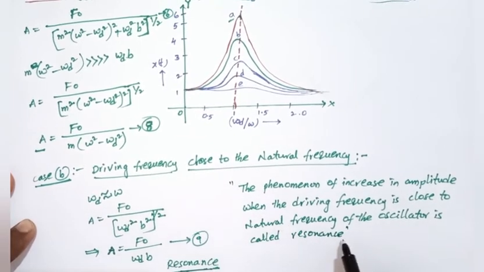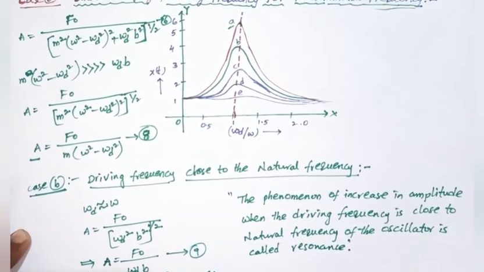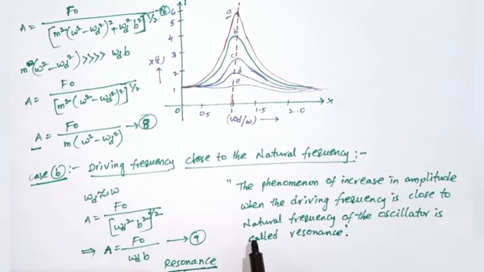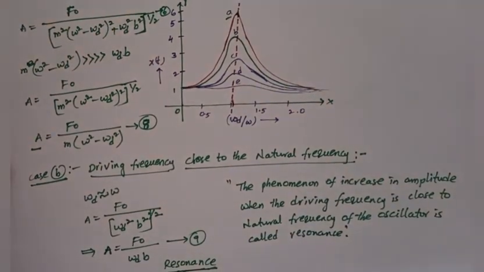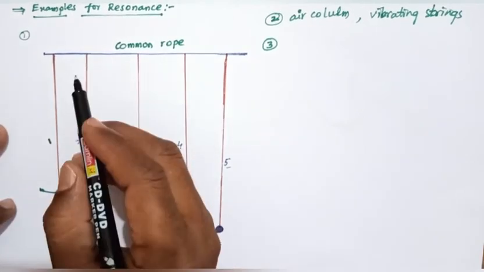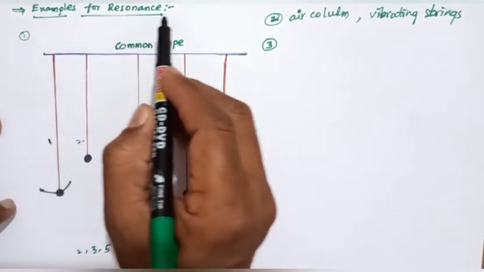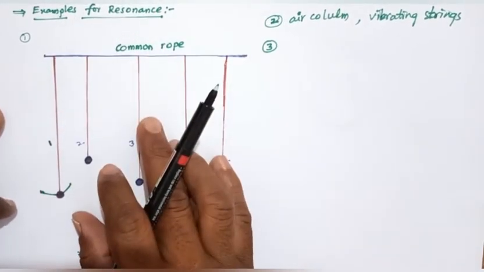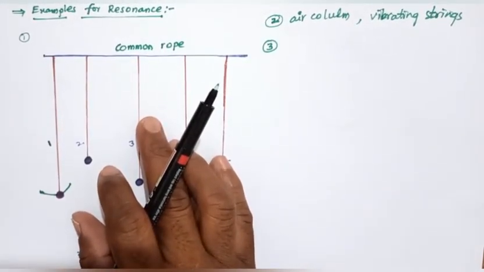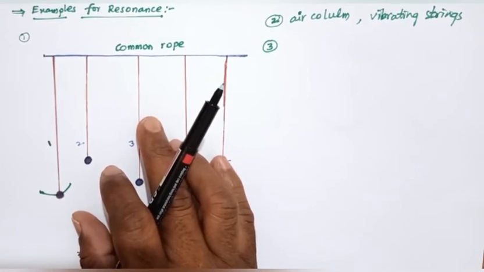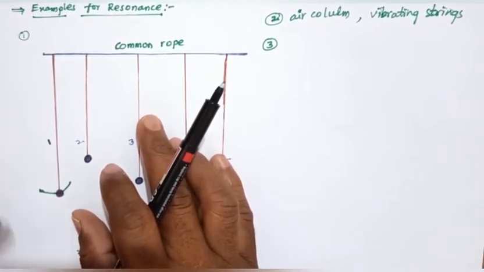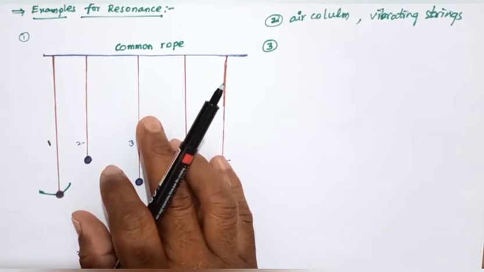Okay, this phenomenon is called resonance. We can take different examples of resonance. Resonance is nothing but the increase of amplitude when the driving force frequency is close to the natural frequency of the particle. So it is called resonance.